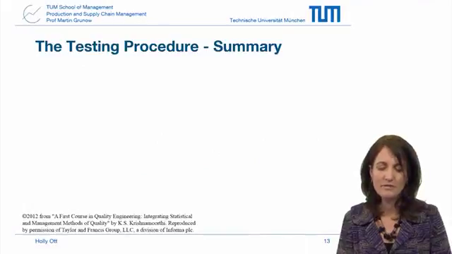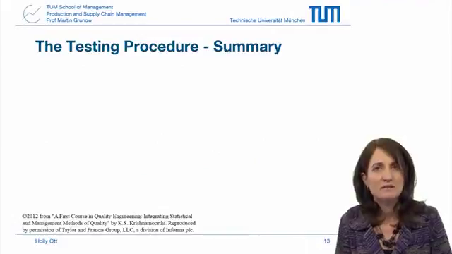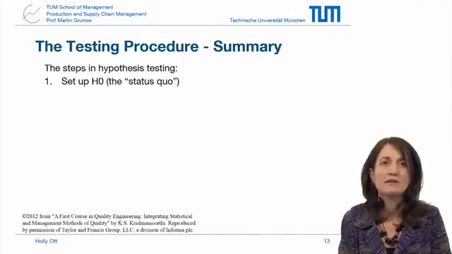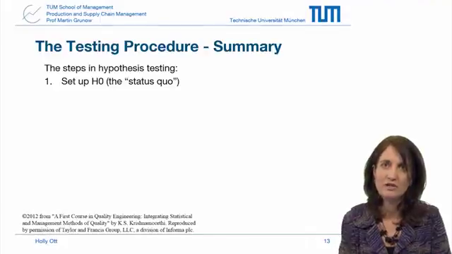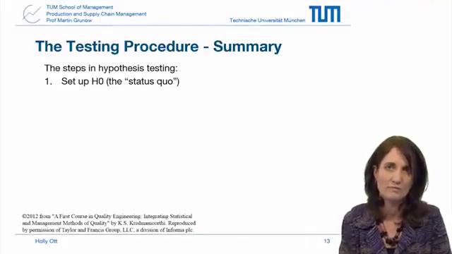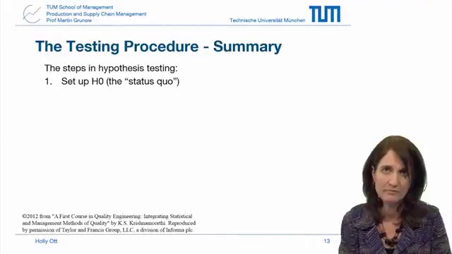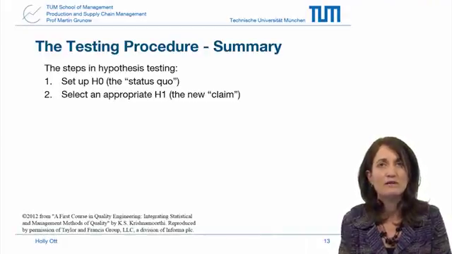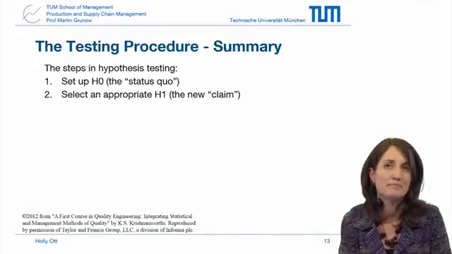So just to summarize the testing procedure, in hypothesis testing, the first thing you do is to set up the null hypothesis, or H0. This is the status quo. This is how things are running. We then select an appropriate alternative hypothesis, or H1. This is the new claim.